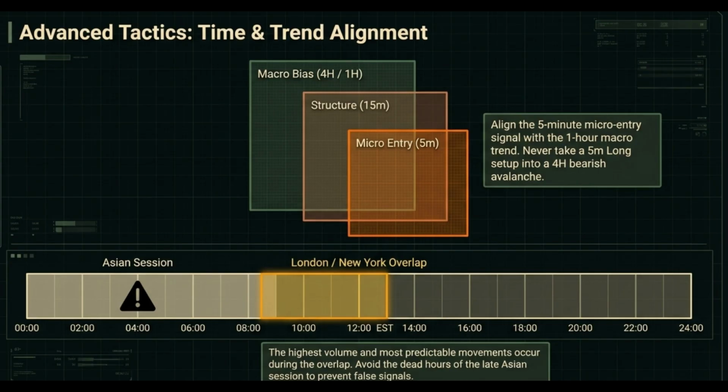Now, let's take it one level higher. Always align with the higher time frame. If the higher time frame is bearish, be cautious with buy setups. This is called top-down analysis. Next, trade during high liquidity sessions. London and New York sessions provide the best movement. And finally, risk management. Always aim for at least a 1 to 2 risk-reward ratio. This ensures that even with a lower win rate, you remain profitable. This is how professionals survive long-term.